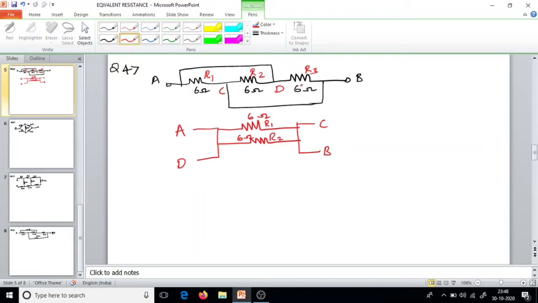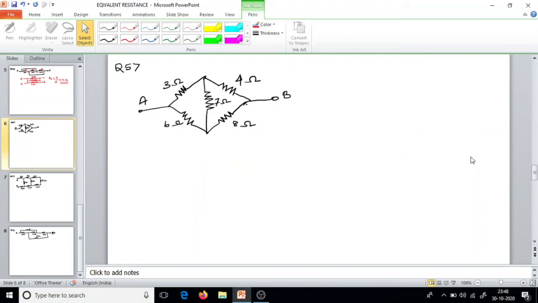Then R3, where is it connected? It is connected between D and B. See, now we can understand all these resistors are in parallel. Three 6 ohm resistors are connected in parallel, all the resistors have the same value, that is 6 ohm, then RT equals 6 divided by 3, that is equal to 2 ohm. So the answer is 2 ohm. This is a simple question, but you should be able to identify it.